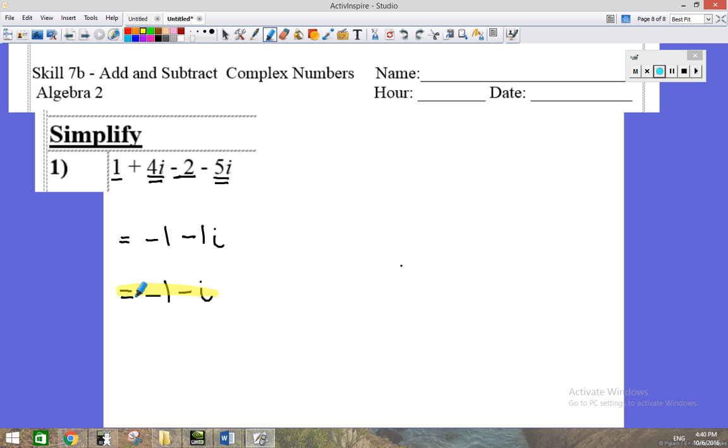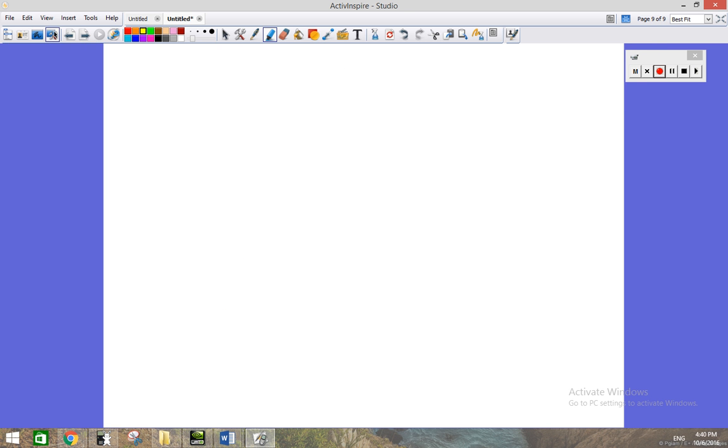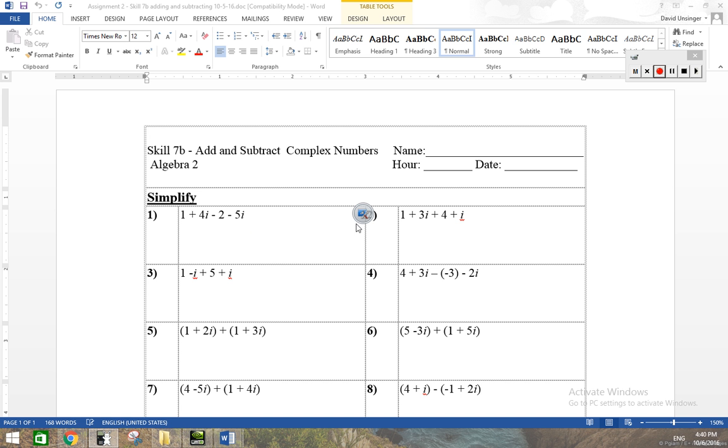If someone asks you to add and subtract these values, the 1 plus 4i minus 2 minus 5i, you'll get negative 1 minus i. Let's take a look at number 4.